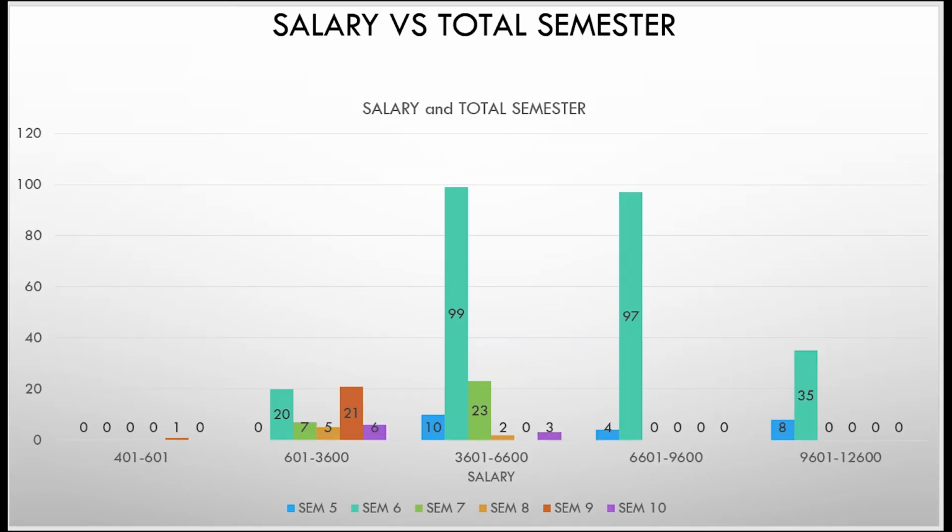To compare between salary and total semester, we use a histogram to plot all the following data. Based on the graph and table above, 99% of students finished their study in 6 semesters and got RM 3,601 till 6,600. Only 1% extended until the 9th semester and got a salary of ringgit Malaysia 401 till ringgit Malaysia 601.